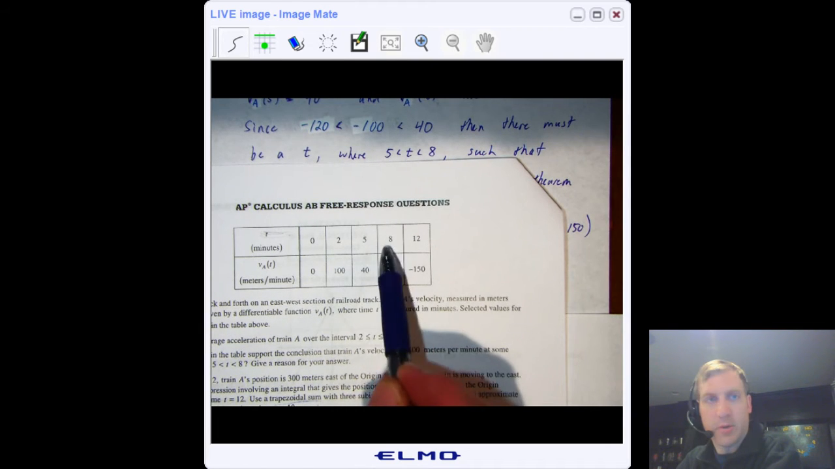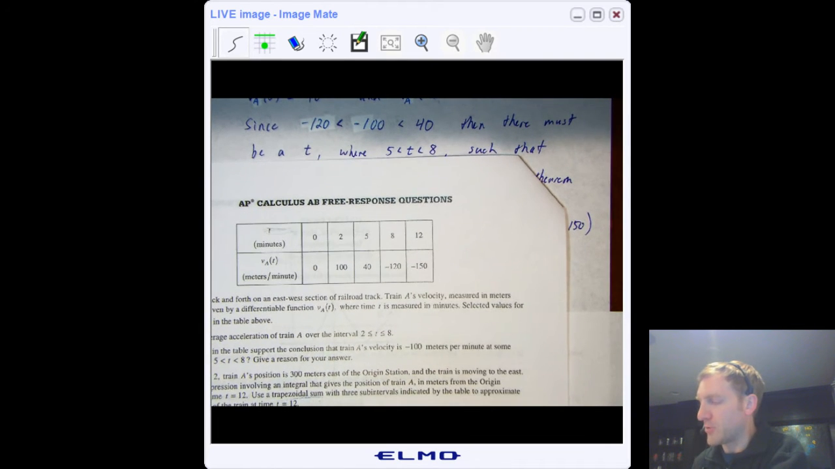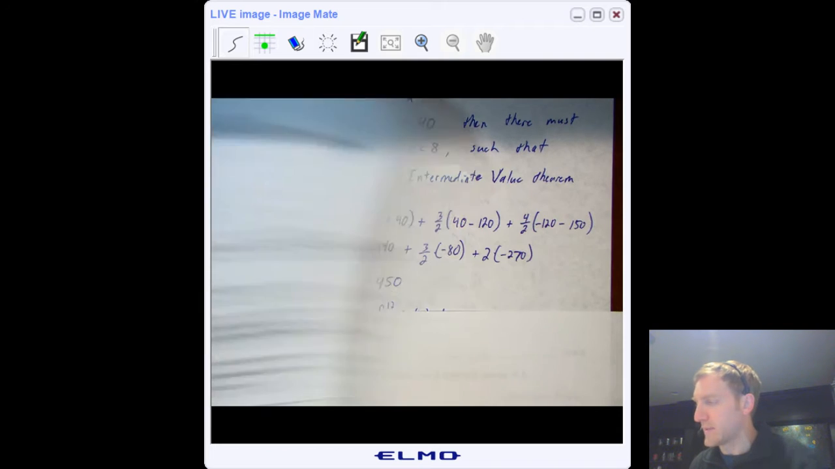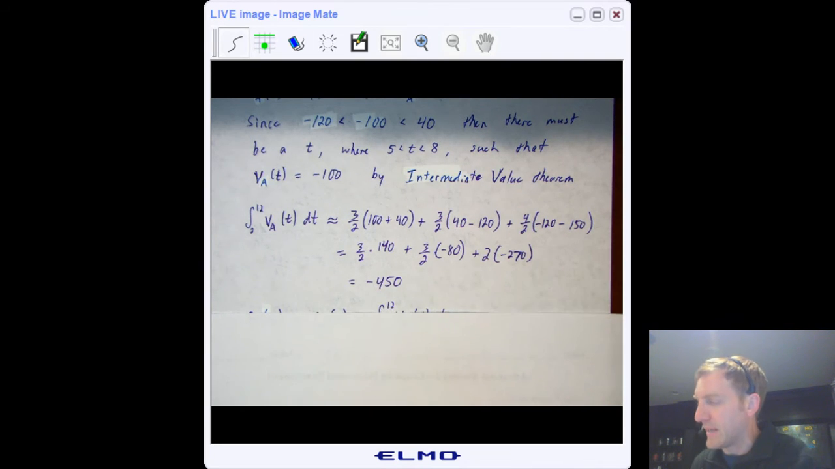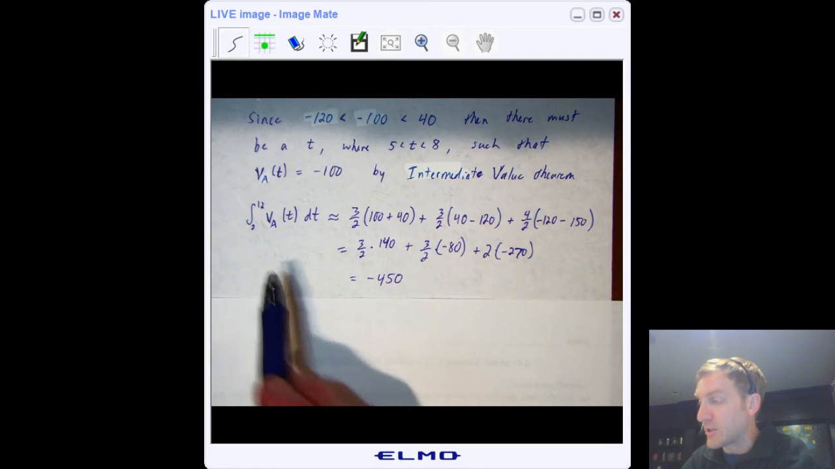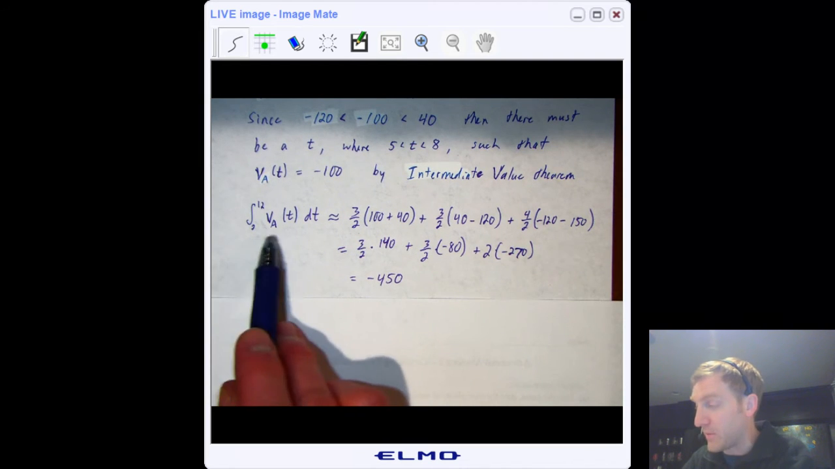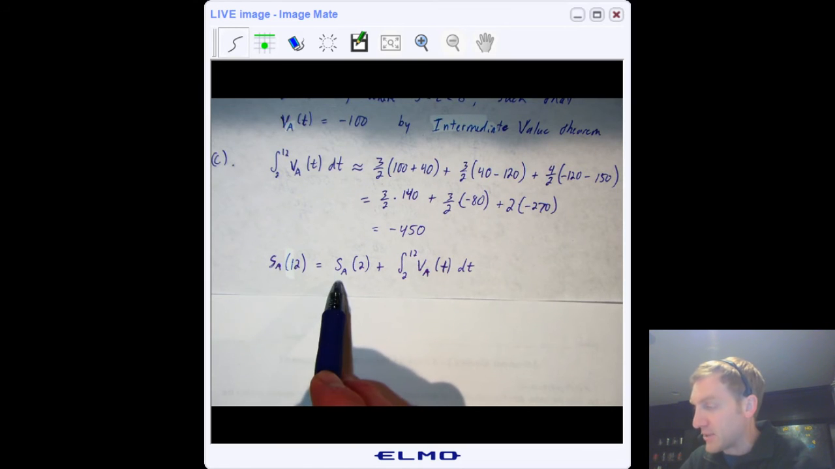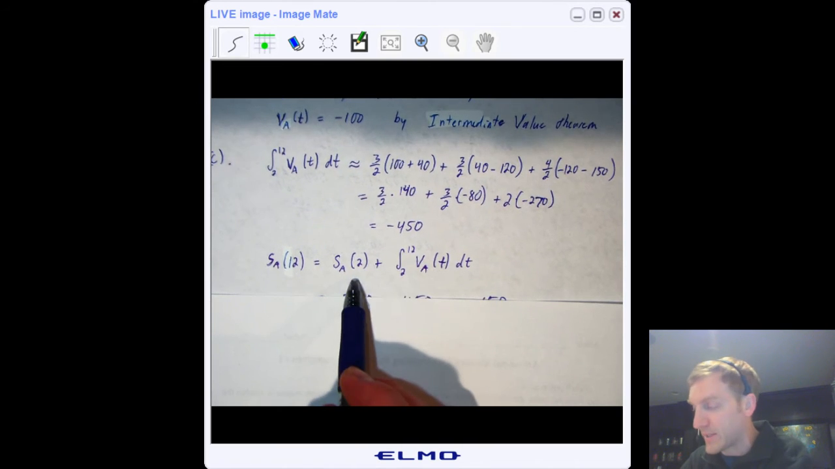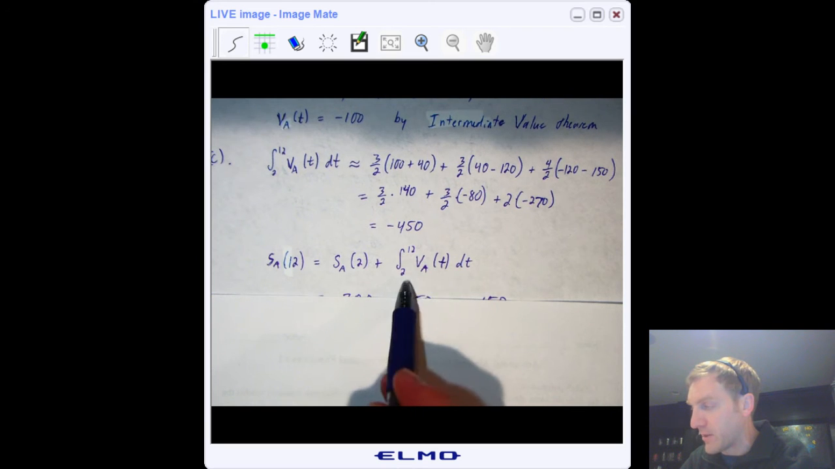So 1, 2, 3. Make sure you know the trapezoid formula. That could be asked. Just add those 3 trapezoids and you get -150. That is the displacement from 2 to 12. Integral of velocity is displacement. So to find the position at 12, it's the initial position, the position at 2 in this case, plus the displacement, the integral from 2 to 12.